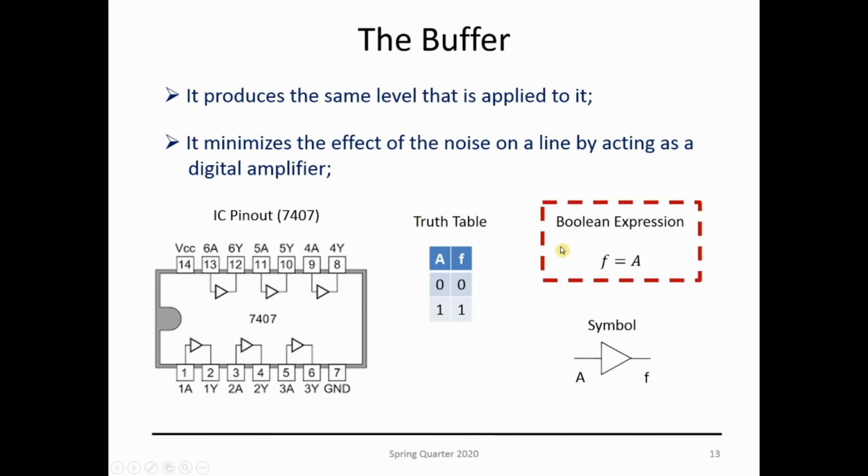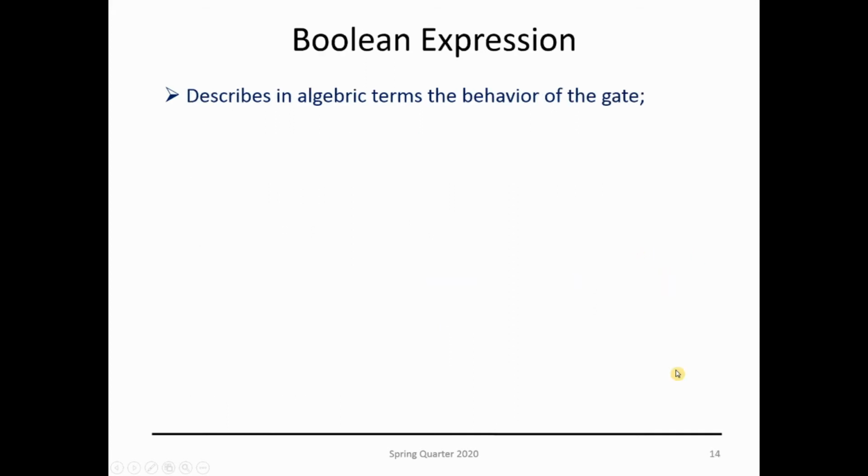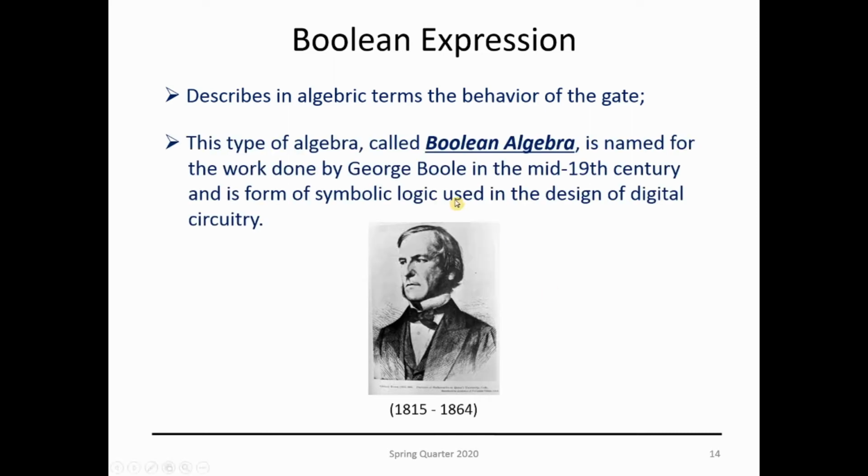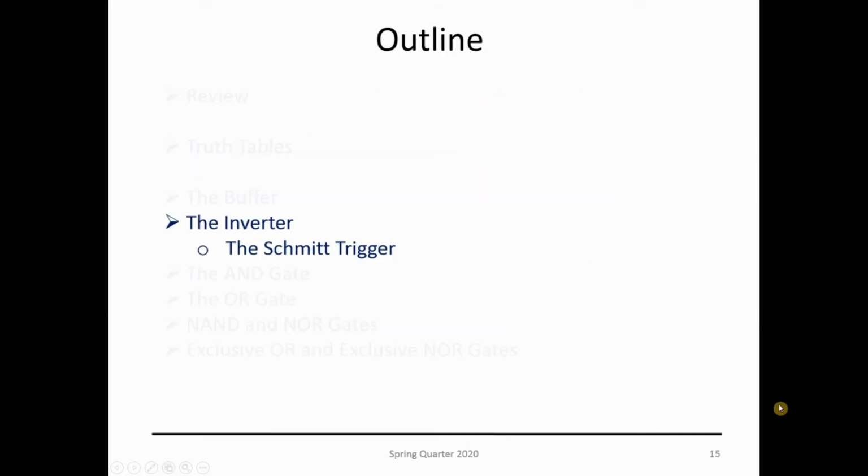This is the Boolean expression. Your output is equal to your input, A. Boolean expressions describe in algebraic terms the behavior of the gate. It was invented by George Boole, and notice here the dates 1815 to 1864. So it's pretty old stuff that we're using here, but still relevant to today's technology.